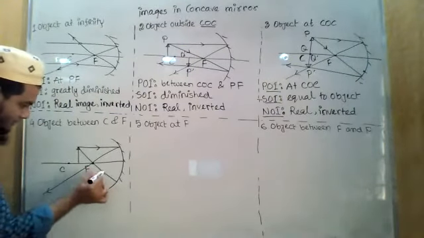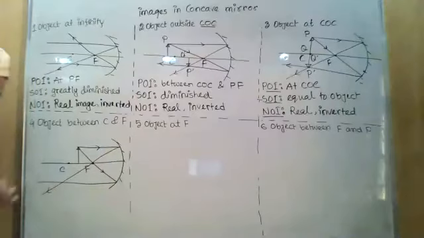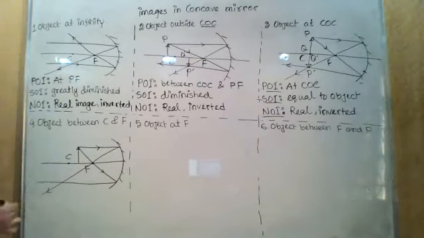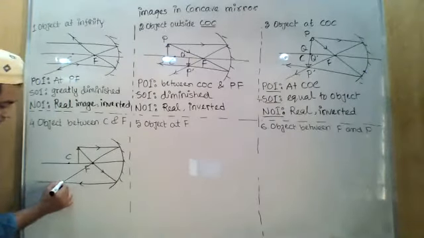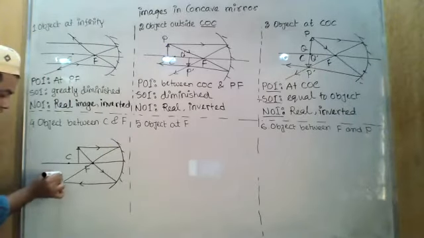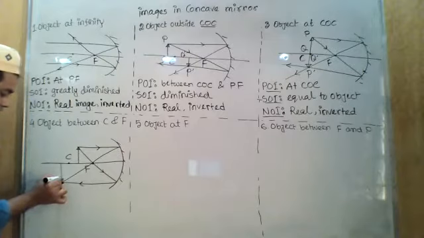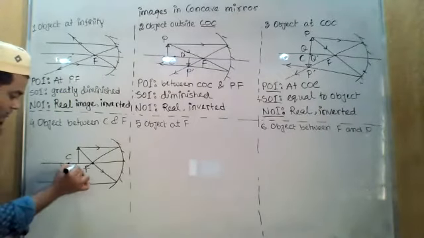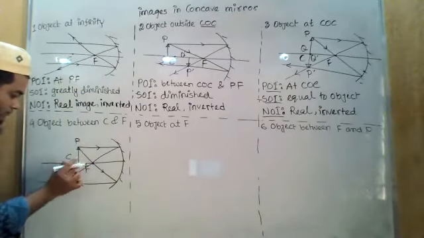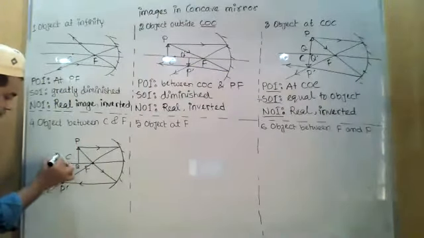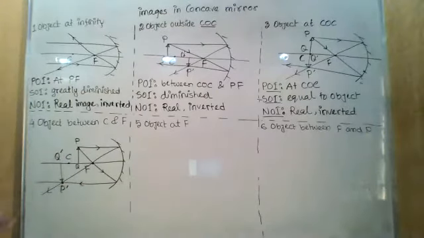Then after being reflected, it will pass parallel to the principal axis, right? So this is the intersecting point of the two reflected rays, right? So at this point, if I draw a perpendicular on the principal axis, then this is going to give me the image, right? So the object is PQ and the image is P prime Q prime.